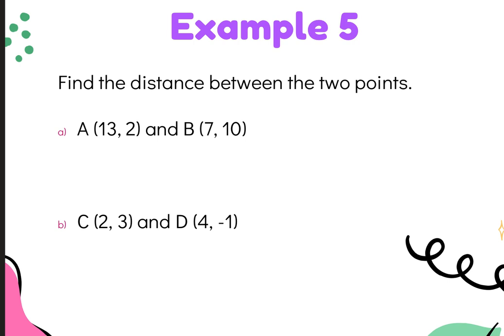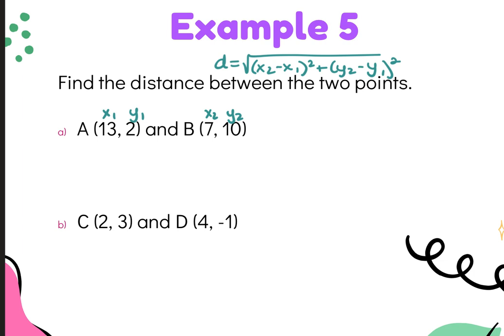So I'm going to rewrite the formula at the top. Distance equals the square root of x2 minus x1 squared plus y2 minus y1 squared. This is my x1, y1. This is my x2, y2. And it doesn't matter which ones I make the ones and the twos. I could have reversed that, as long as you're consistent within the actual coordinate point.